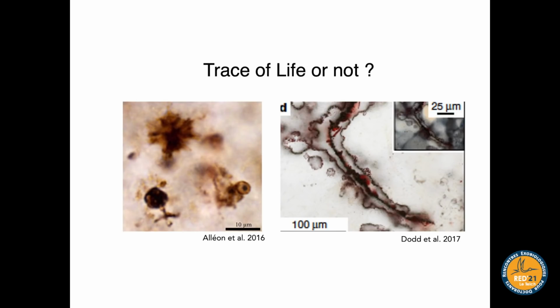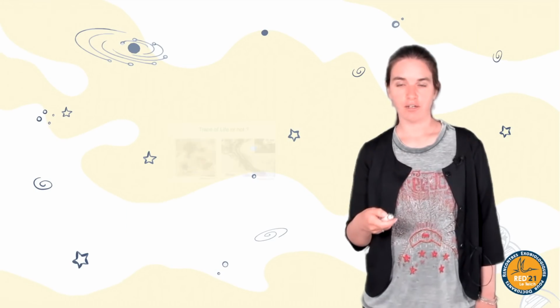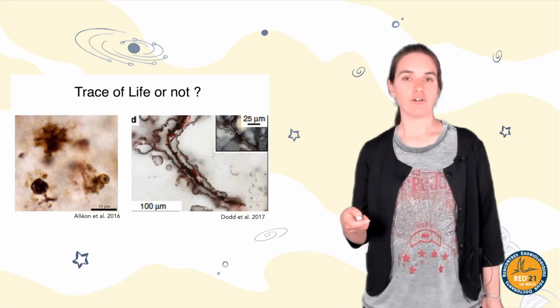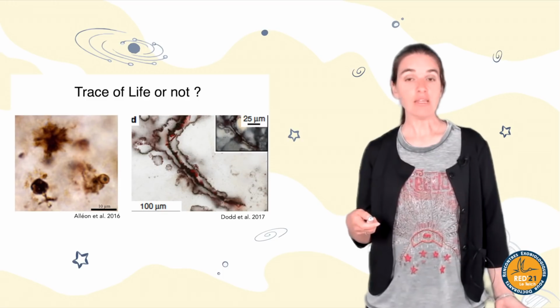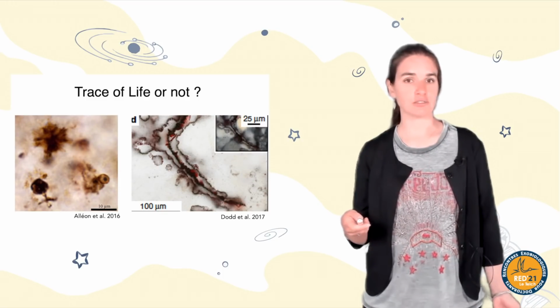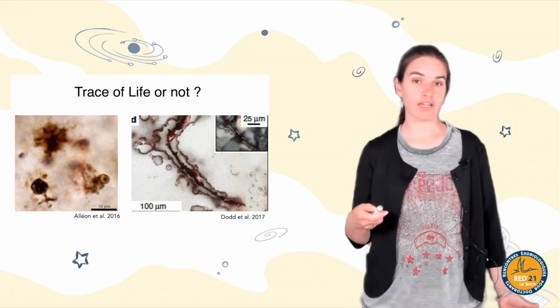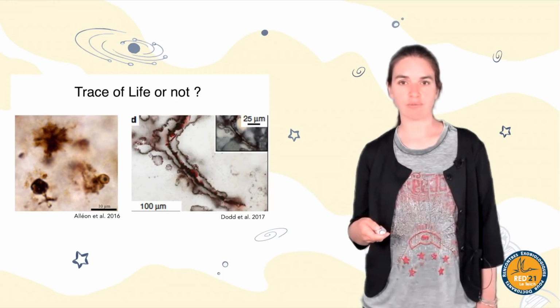And this is in two sedimentary rocks. You can see these little spheres and globules on the left, and this little, I don't know exactly how to call this shape, on the right. And so here it's difficult to assess that it's a trace of life, but it's even more difficult to know what kind of organisms were present at that time.